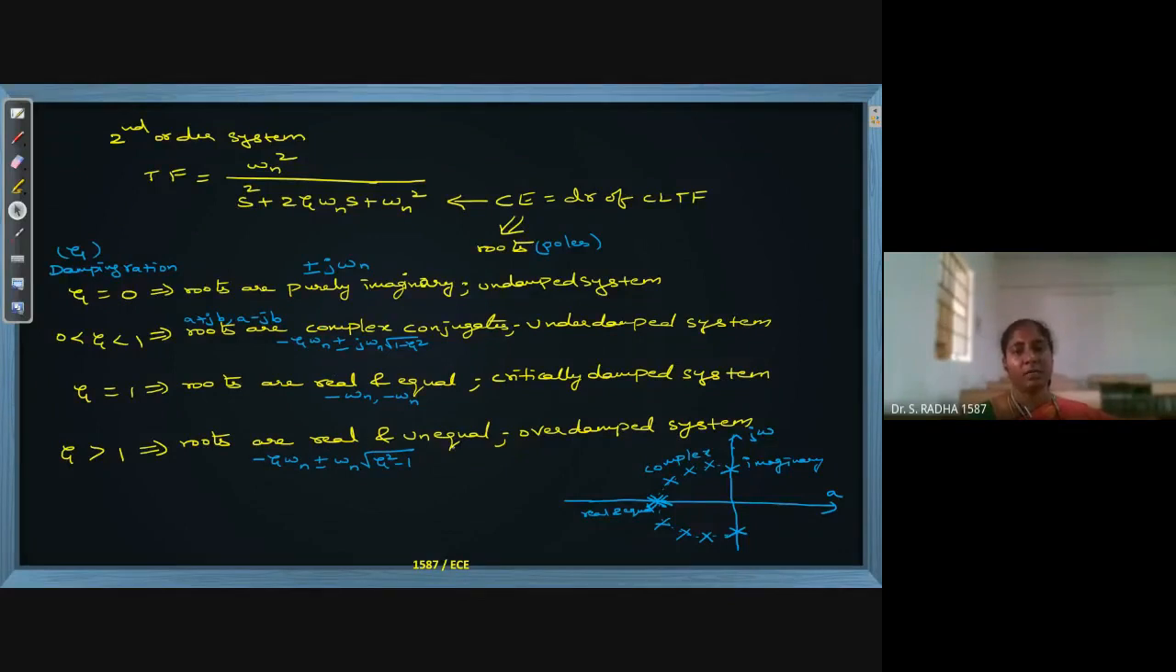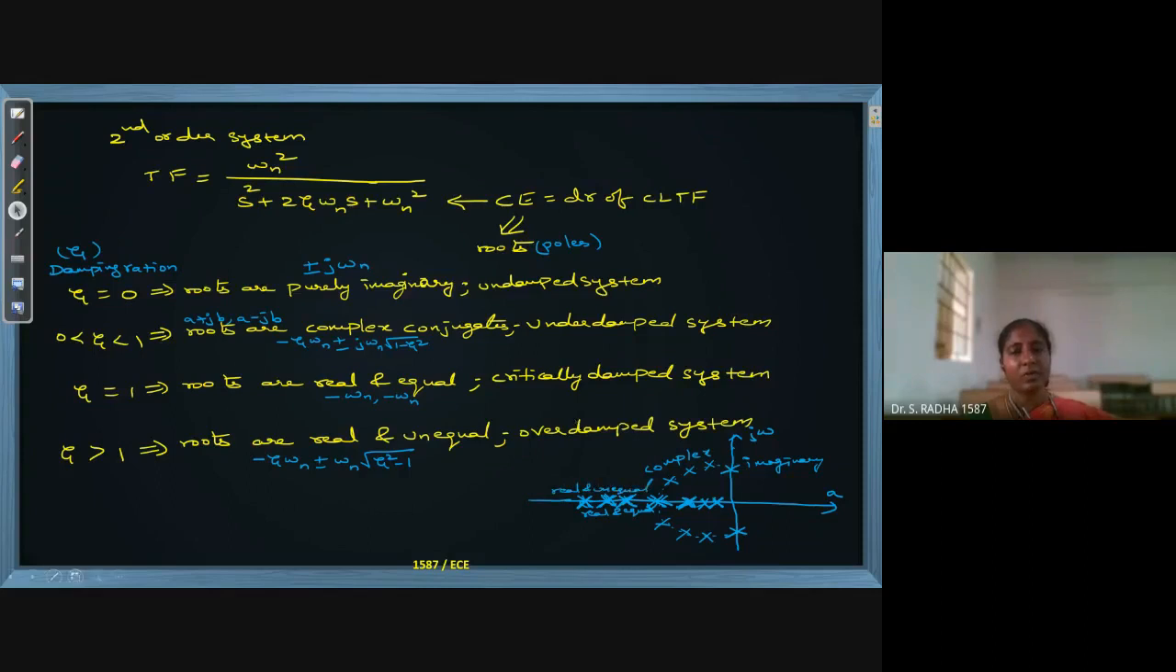When I am telling real and unequal, the roots will be, direction will be on x-axis. Real means on x-axis. Okay. It will go in this direction, somewhere here, somewhere here. A plus root b here means a minus root b will be on the other side. So the roots will be on x-axis only. Okay, roots in the case of eta value greater than 1, which is over damped system, are real and unequal roots.